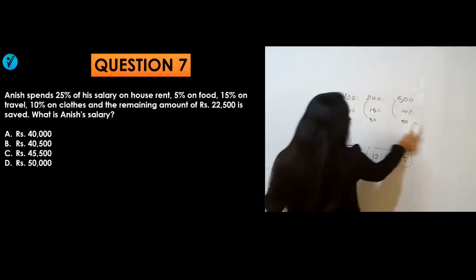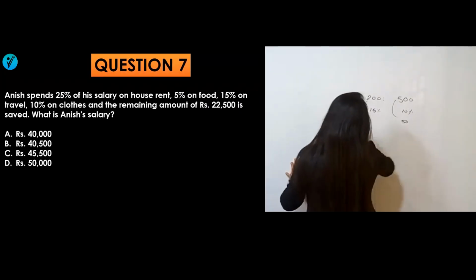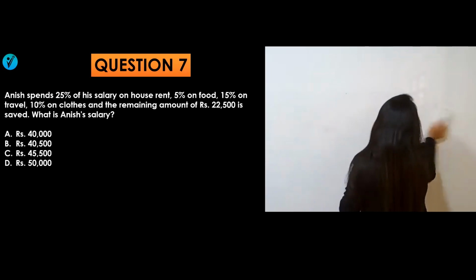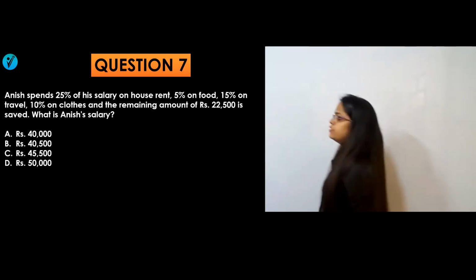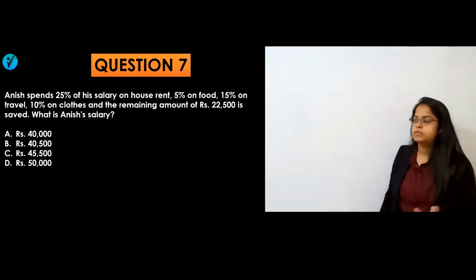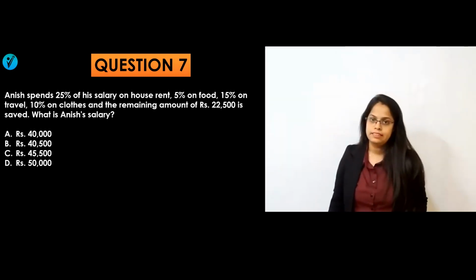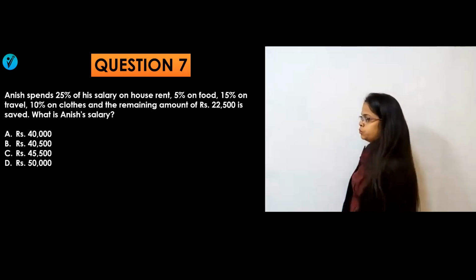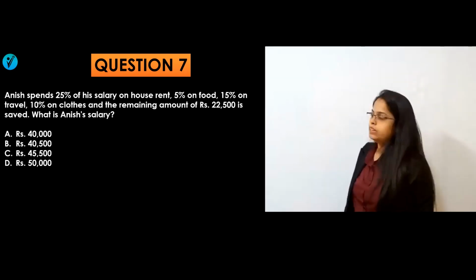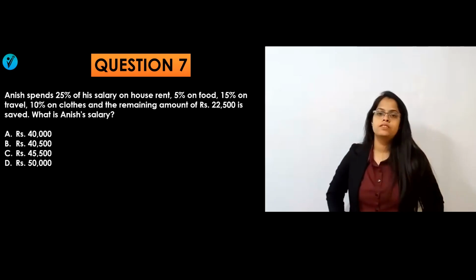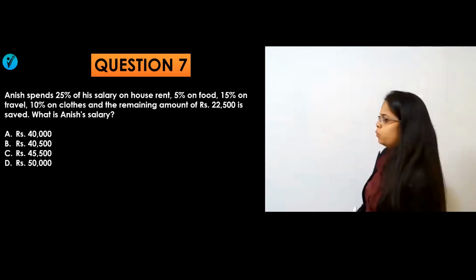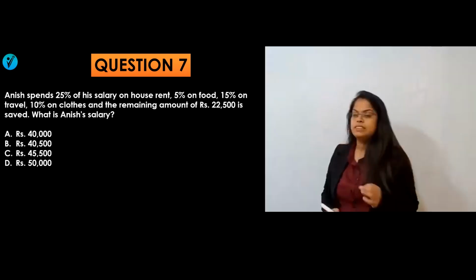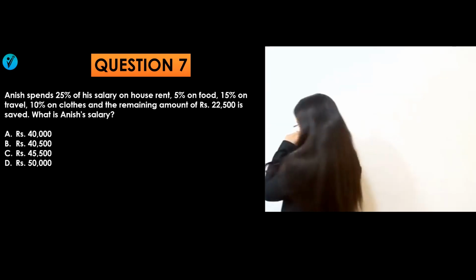Question number 7. Let's read it. What are they saying in this question now? Anish spends 25% of his salary on house rent, 5% on food, 15% on travel, and 10% on clothes, and the remaining amount is 20,500. So, what is his salary?